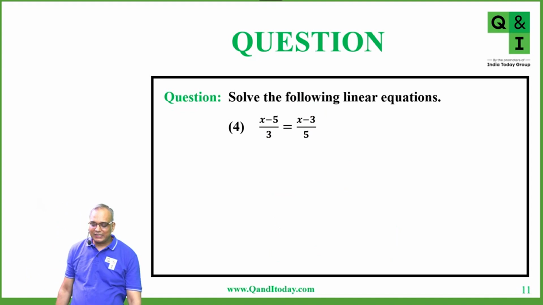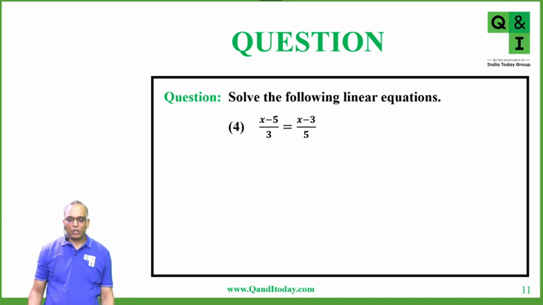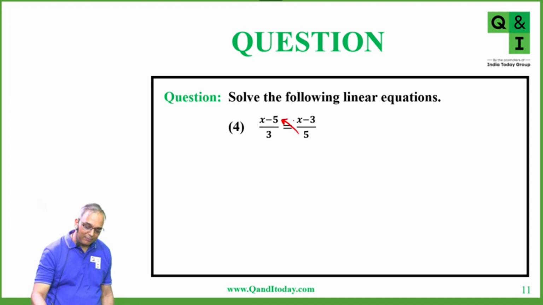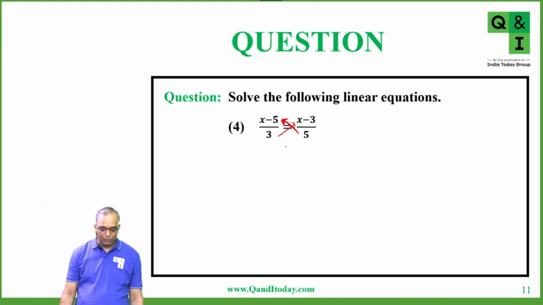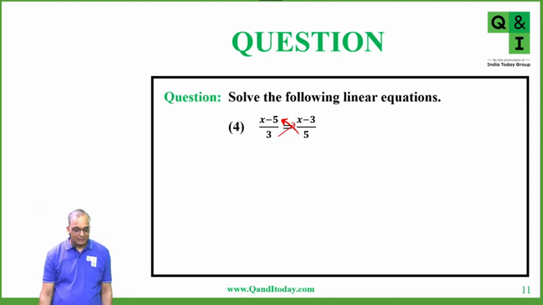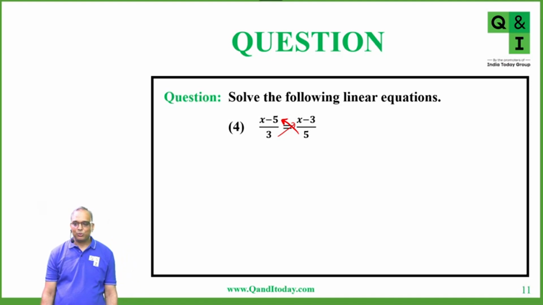Now in this question, solve the following linear equation. This is again, we'll have to do cross multiplication. We'll multiply 5 on this side and 3 on this side and get the answer. Quickly tell me the answer. This is not very difficult. You should be able to do it in a minute.